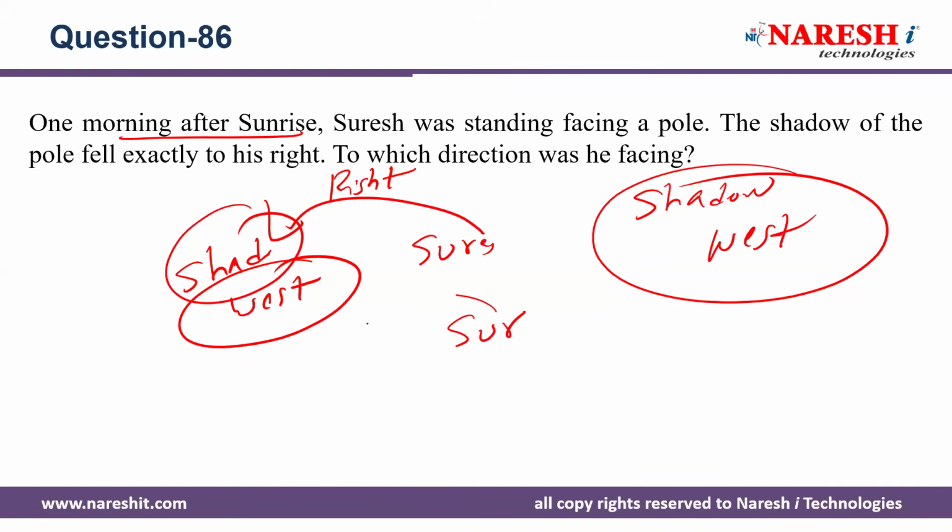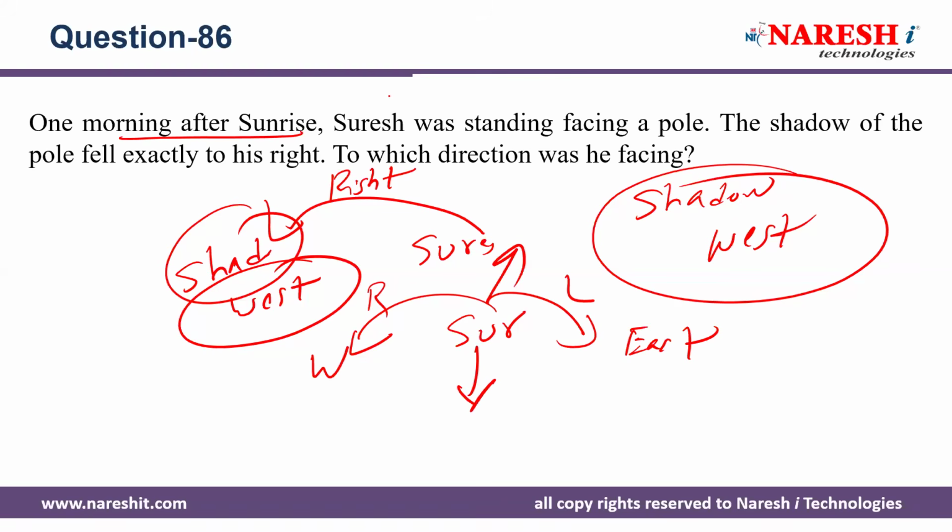So if Suresh's right is west, left is east, which direction is Suresh facing, south or north? I can't explain in a diagram, so please try to understand it analytically and tell me. If Suresh's right side is west, left side is east, then Suresh faces towards north or south. Is he looking down or is he looking up? He will look down. If you look down, then only your right becomes west. Down means south.